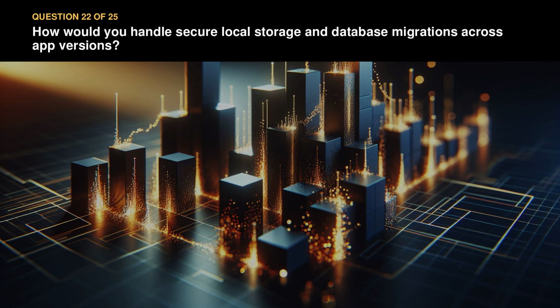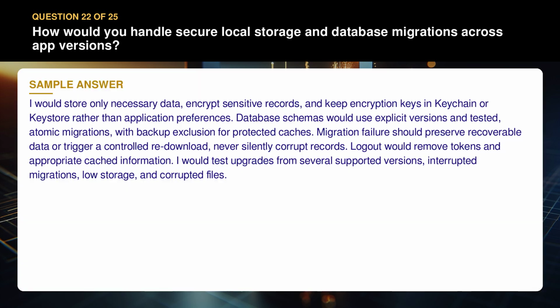How would you handle secure local storage and database migrations across app versions? I would store only necessary data, encrypt sensitive records, and keep encryption keys in keychain or keystore rather than application preferences. Database schemas would use explicit versions and tested, atomic migrations, with backup exclusion for protected caches. Migration failure should preserve recoverable data or trigger a controlled re-download, never silently corrupt records. Logout would remove tokens and appropriate cached information.